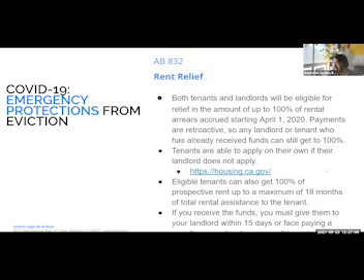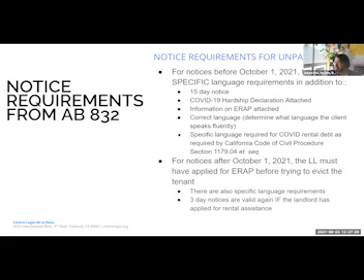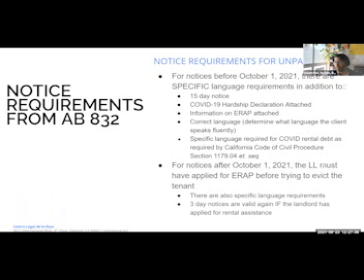Eligible tenants, again, can get 100% of rent. And there are mandates on the turnaround time for the payment to be made to their landlord. Up until September 30th, non-payment of rent notices have been 15-day notices, and have been required to include this hardship declaration and information on ERAP.